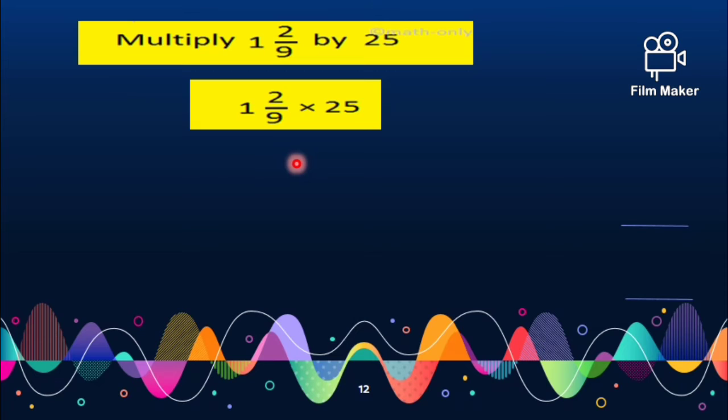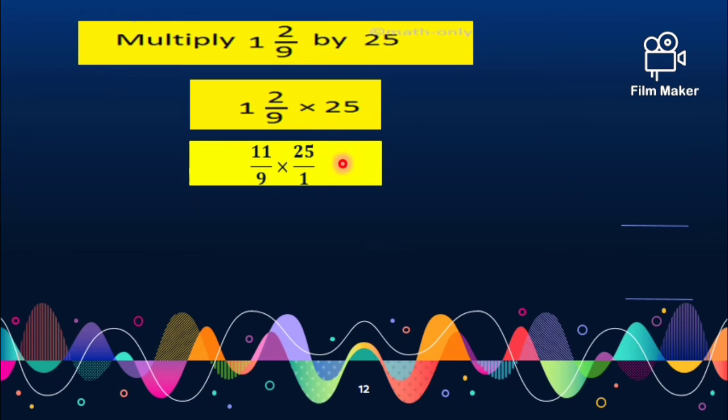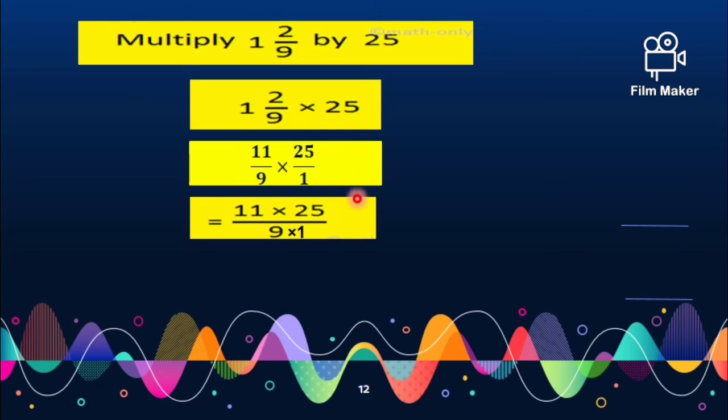In the first step, we will convert the mixed fraction into an improper fraction. 9 ones are 9, 9 plus 2 is 11, so 11 by 9 multiply by 25 by 1, because the whole number has 1 as a denominator. So now we have the numerators 11 and 25 and the denominators 9 and 1, and according to the rule we will multiply the numerators together and the denominators together. 11 multiply by 25 and 9 multiply by 1.